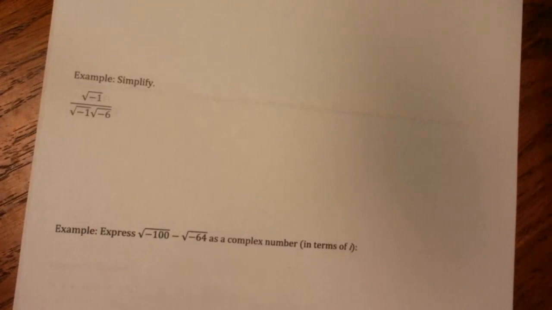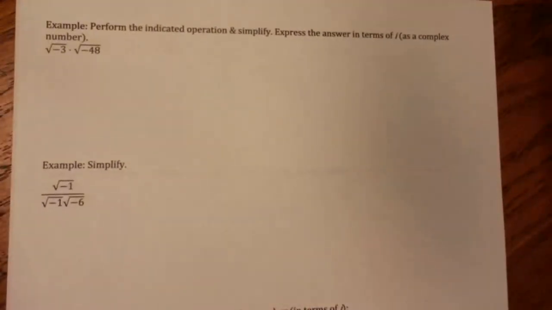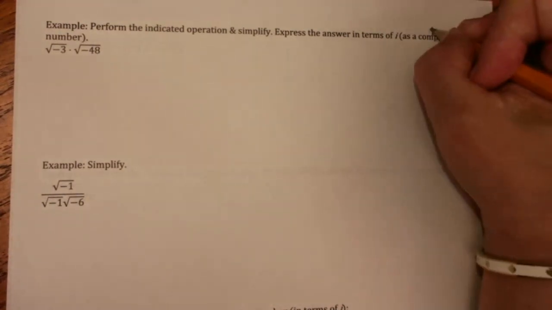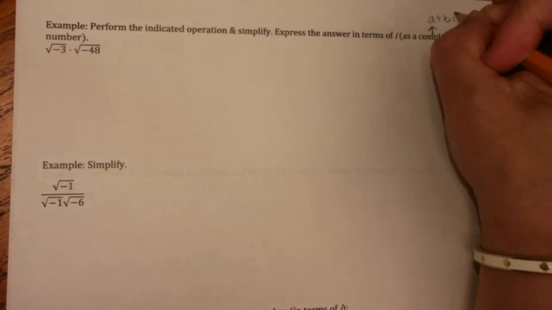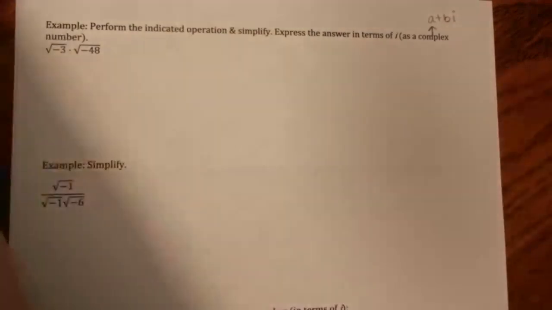All right, next page. Perform the indicated operation and simplify. Express the answer in terms of I as a complex number. Remember, a complex number would be our A plus BI form. All right, so square root of -3 times the square root of -48.